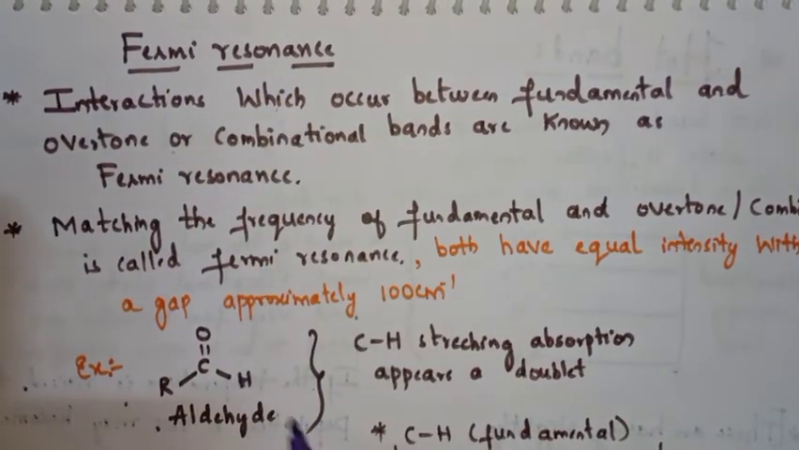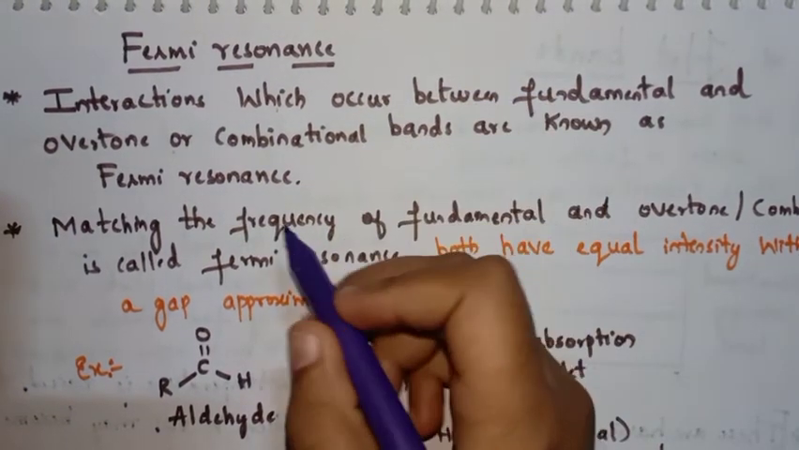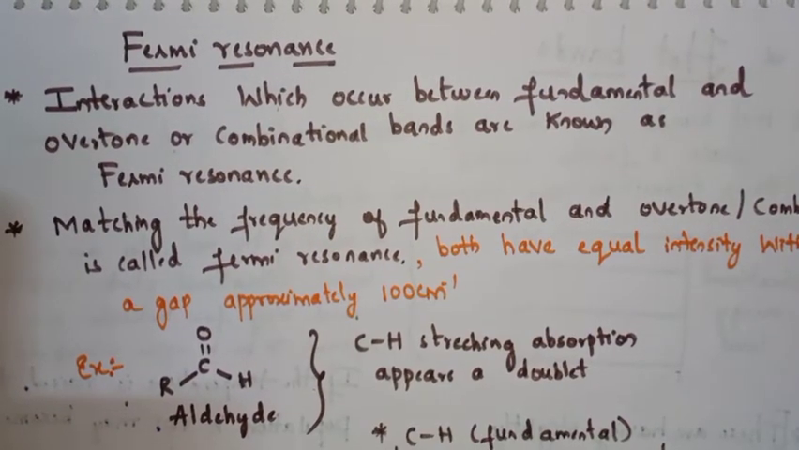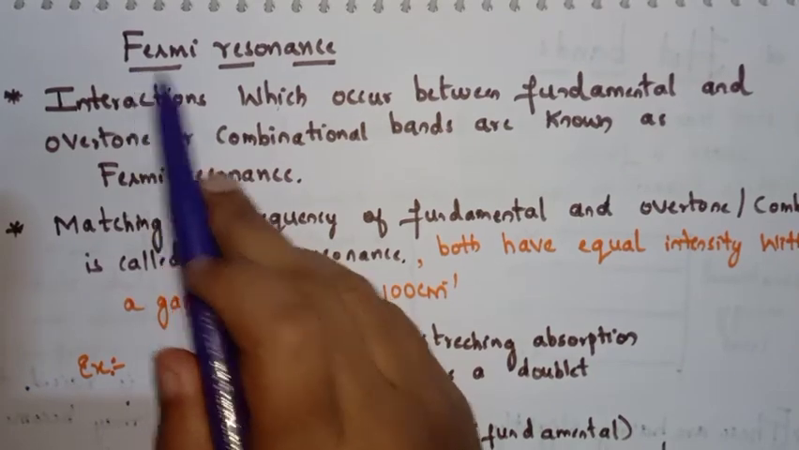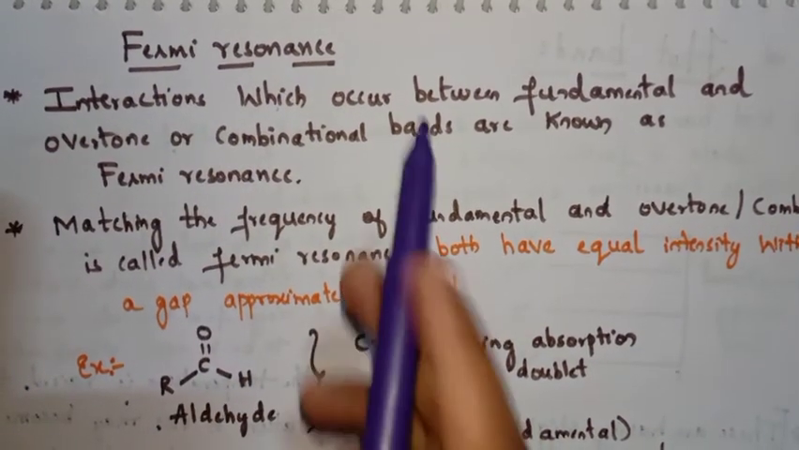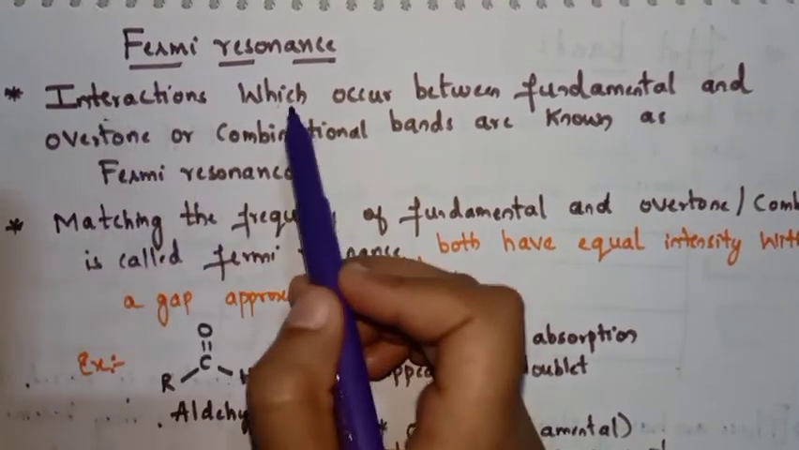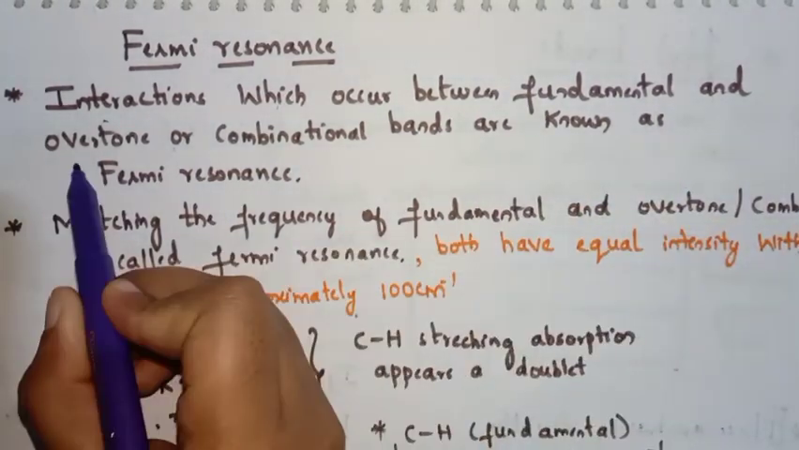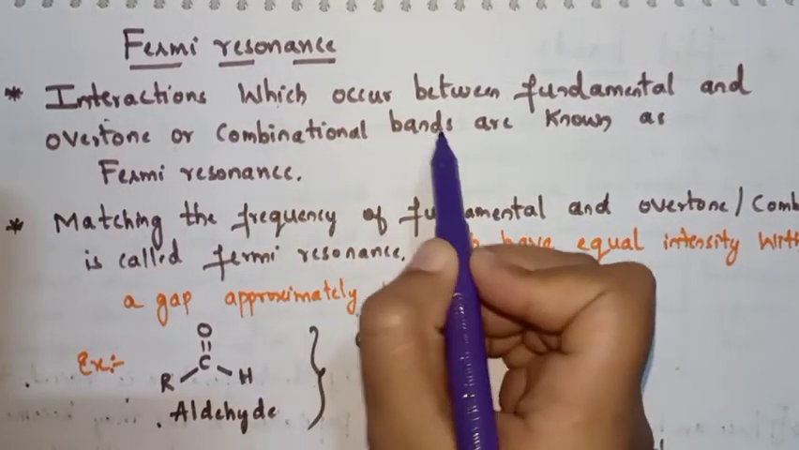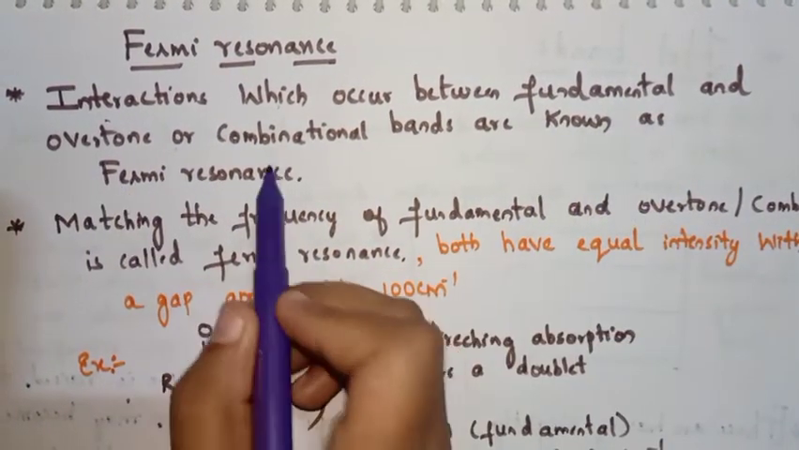Fermi resonance. It was given by Enrico Fermi, so it was named after him. So it is Fermi resonance. Let's read the definition. Interaction which occurs between fundamental and overtone or combination bands are known as Fermi resonance.